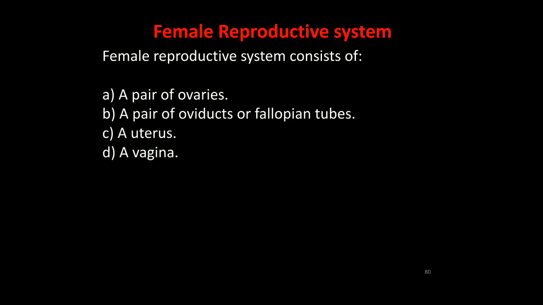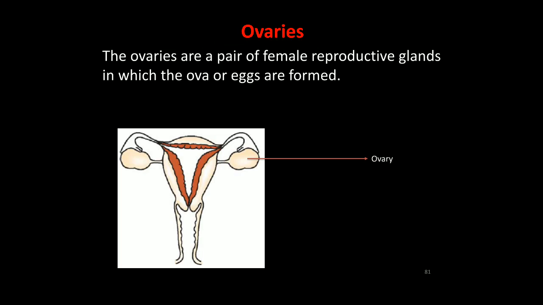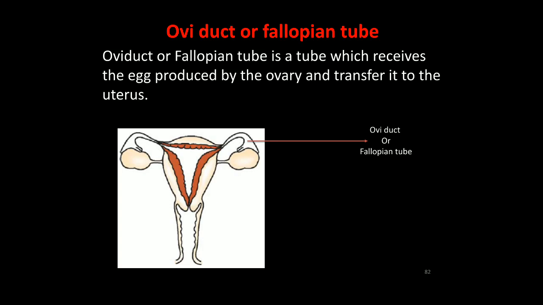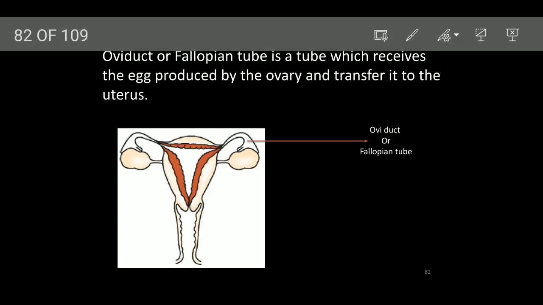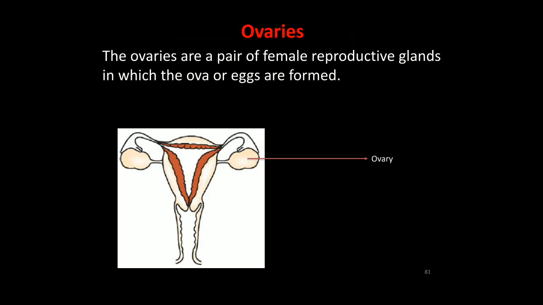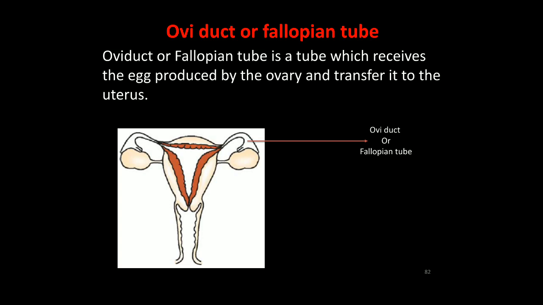Female reproductive system consists of a pair of ovaries, a pair of oviducts or fallopian tubes, uterus and vagina. See, here you can see two ovaries are there, a pair. In between is the uterus, there is the vagina, and the oviduct or fallopian tube. First let us know about ovaries. Ovaries are a pair of female reproductive glands in which eggs or ova are formed or produced.